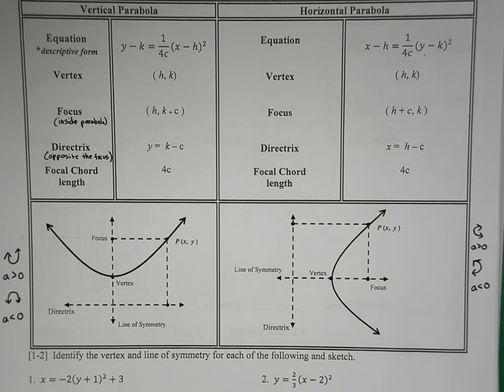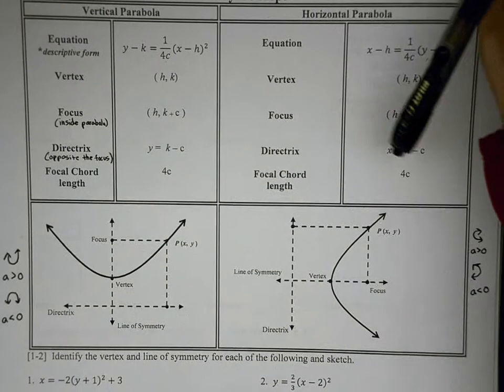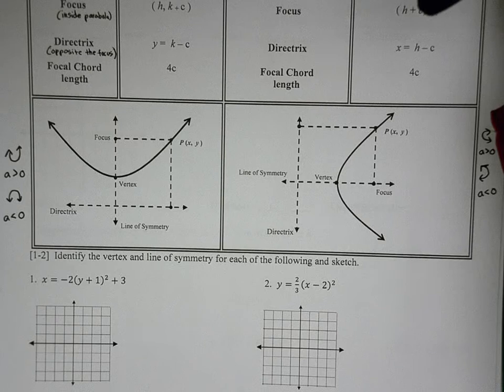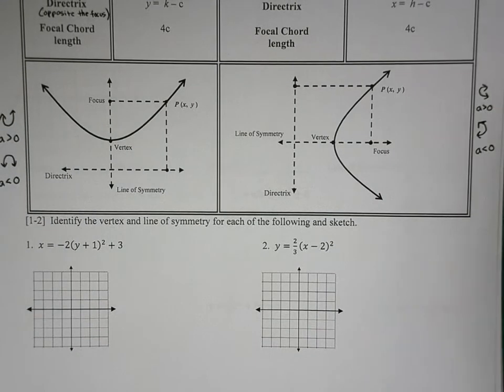Okay, so these first two are going to allow us just to get back into graphing parabolas without any of the stress of the new stuff, of a focus or a directrix or anything like that, but just reminding ourselves: how do we find our vertex? How do we sketch it? Where's our line of symmetry? That kind of thing. Okay?